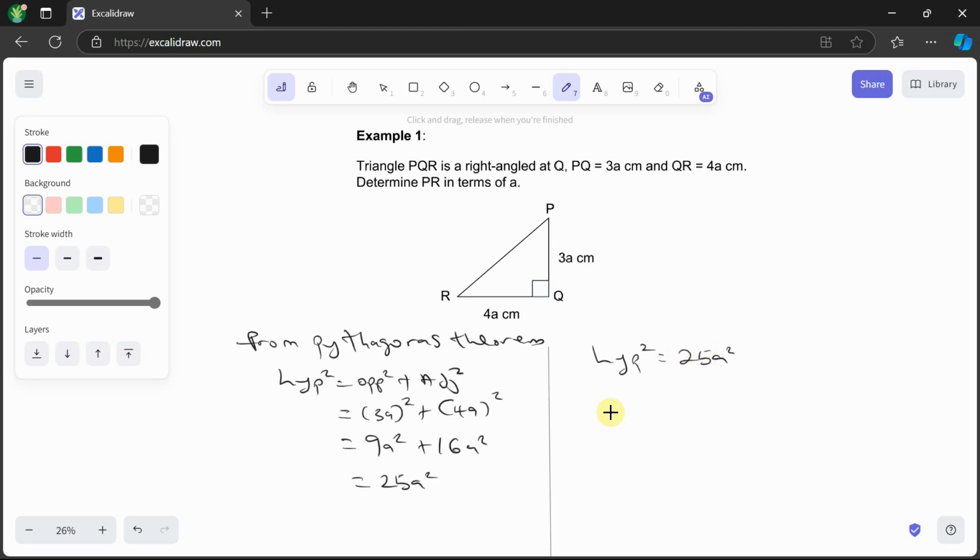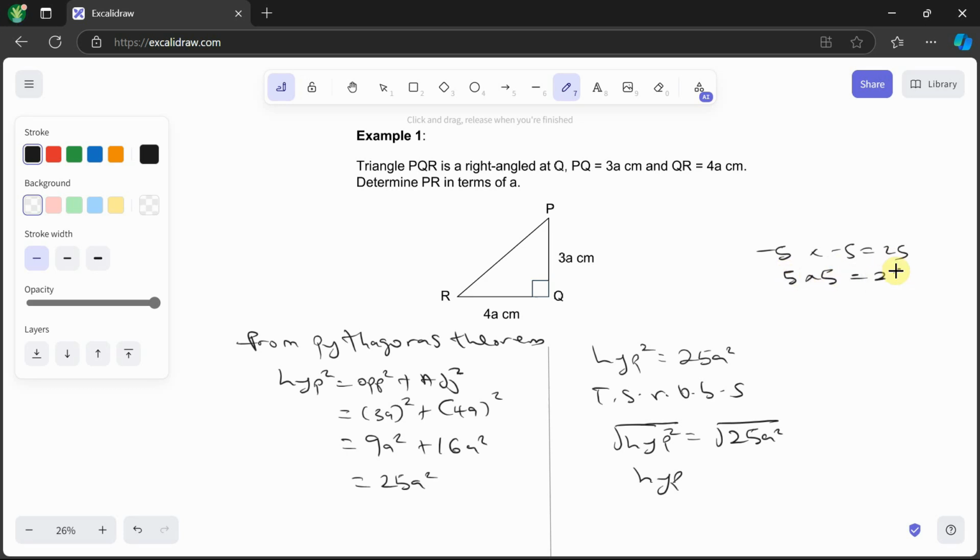To find the hypotenuse, I have to take the square roots of both sides. So that will be the square root of hypotenuse squared is equal to the square root of 25a squared. The square root of hypotenuse squared will be the hypotenuse. And we're looking at the positive value because we're told from the Pythagoras theorem that it is the absolute value, which is the positive value. Minus 5 times minus 5 will give me 25, just as 5 times 5 also gives me 25. So there is also the negative value and the positive value, but here we're only dealing with the positive value. So this will be equal to 5a centimeters, because the square root of 25 is 5, and the square root of a squared is a. So our answer is 5a centimeters.